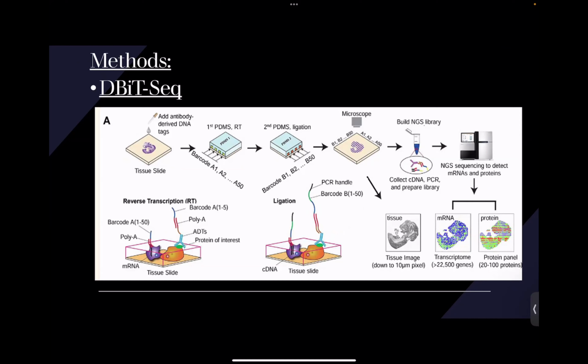So then we remove the second PDMS chip, and then we image this under an optical microscope or a fluorescence microscope to visualize these pixels. And then we extract these cDNAs from the tissue sites, and then we incorporate another PCR handle, and this is performed by template switching. And then we amplify this by PCR and prepare the sequencing library through tagmentation, and we perform paired-end sequencing to read spatial barcodes and the cDNA sequences.